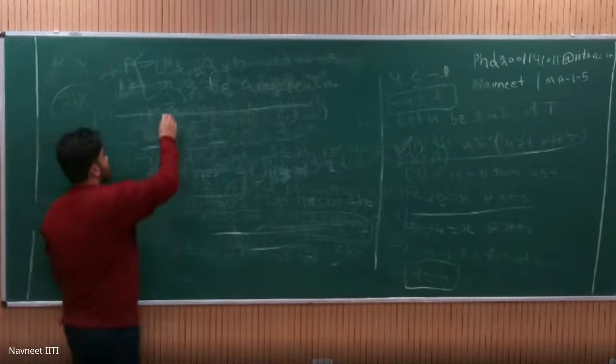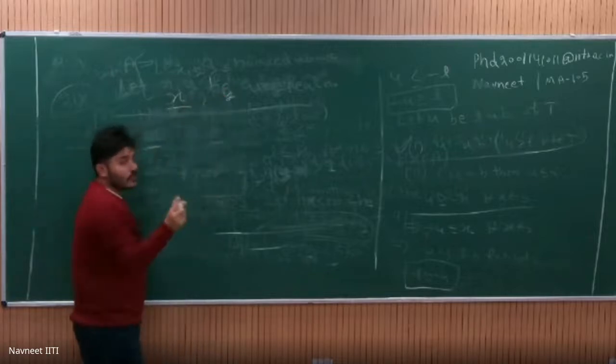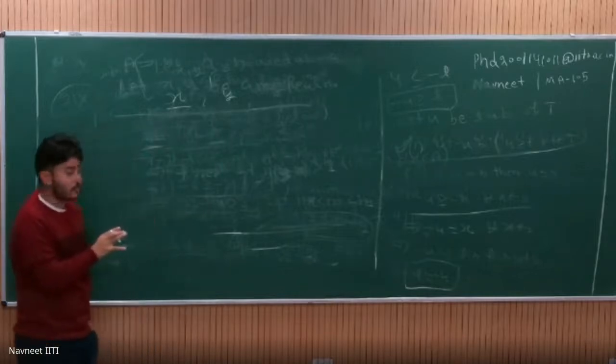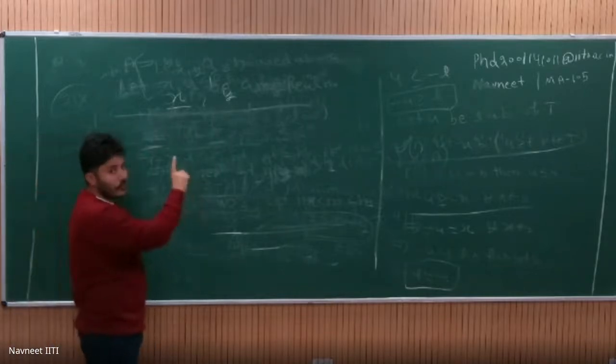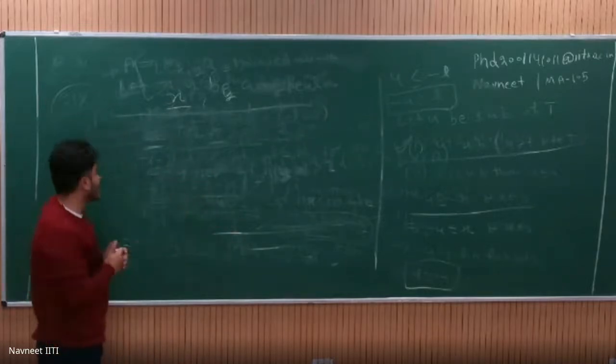Okay, let me explain just very quickly. Suppose x and y are two real numbers. We want to find out actually infinitely many irrational numbers between them also. But the first target is to find one. If we find one, then repeating that process, we have infinitely many.